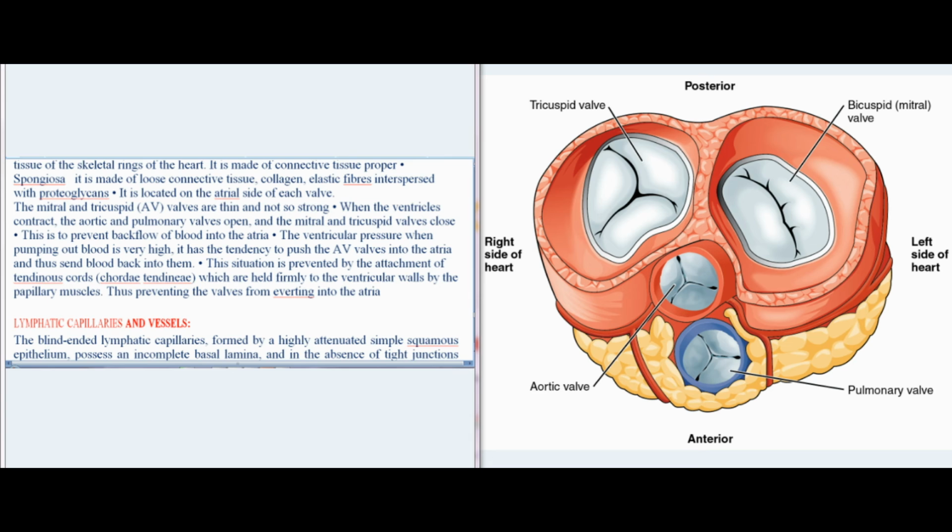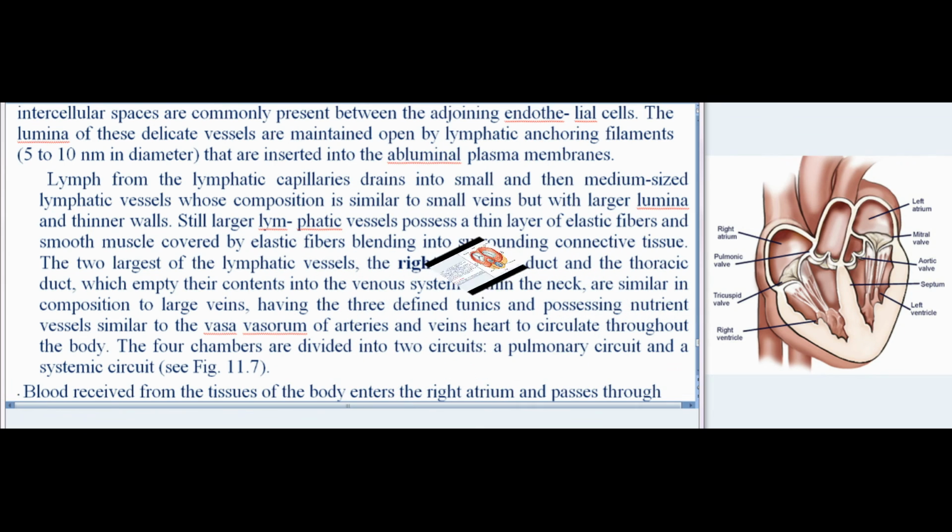Lymphatic capillaries and vessels. The blind-ended lymphatic capillaries, formed by a highly attenuated simple squamous epithelium, possess an incomplete basal lamina, and in the absence of tight junctions, intercellular spaces are commonly present between the adjoining endothelial cells. The lumina of these delicate vessels are maintained open by lymphatic anchoring filaments, 5 to 10 nanometers in diameter, that are inserted into the abluminal plasma membranes.